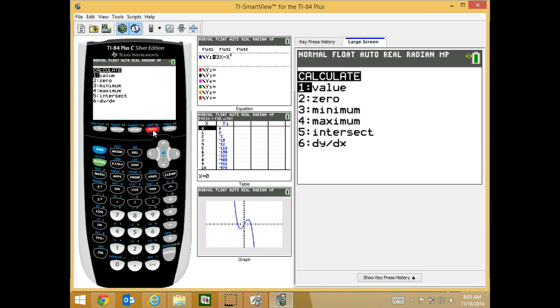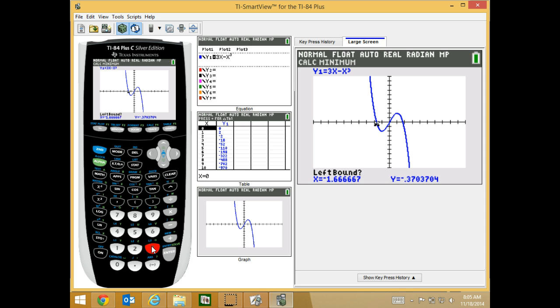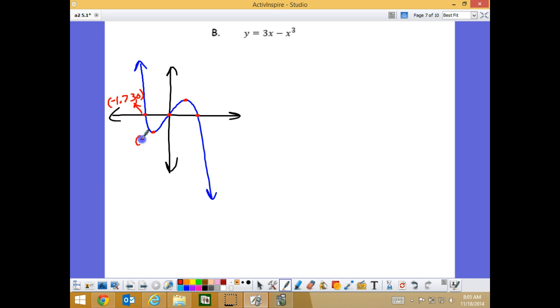Now I'm going to calculate a minimum. Number 3, and again it's going to ask me for a left bound. I'm to the left of that. And then it's going to ask me for a right bound. To the right of that. And sure, that's my guess. So my relative minimum is the point negative 1, negative 2. So I'm going to go back to my graph, and that point is the point -1, -2.